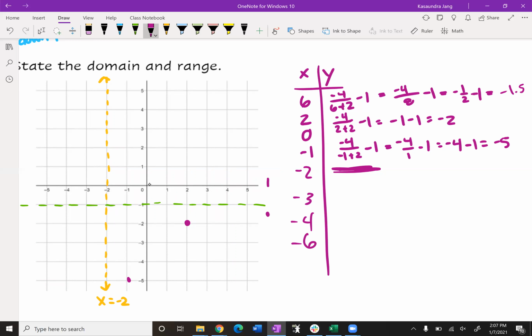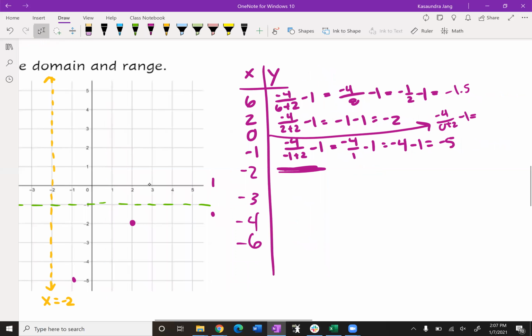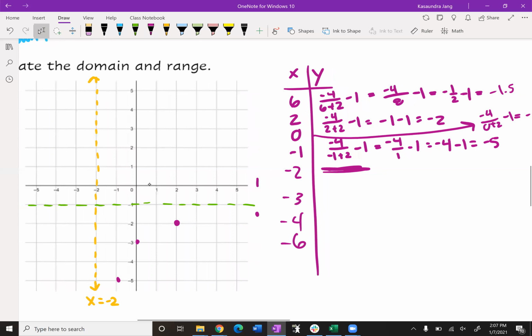Oh, I didn't plug in the 0. That's my problem here. I didn't plug in the 0 yet. Negative 4 over 0 plus 2 minus 1. So it's negative 4 divided by 2, which is negative 2. Negative 2 minus 1 is a negative 3. So at 0, I got the negative 3. There we go. I was missing one of the numbers I listed.